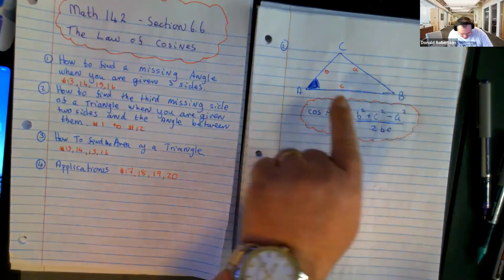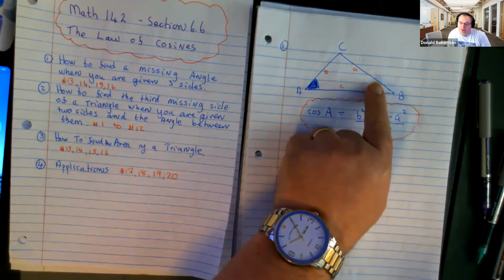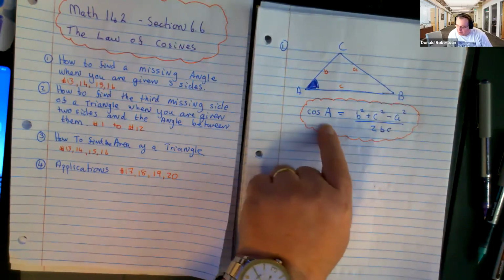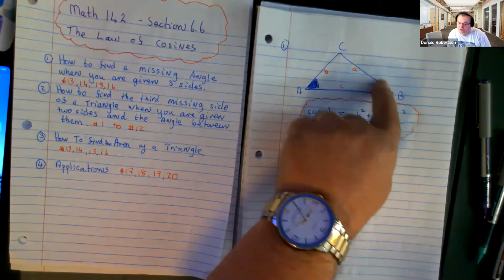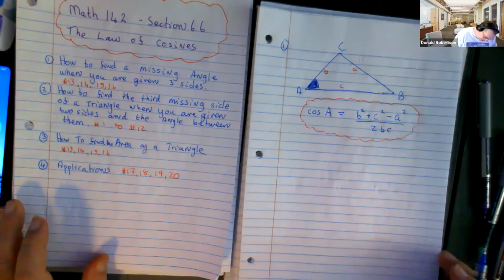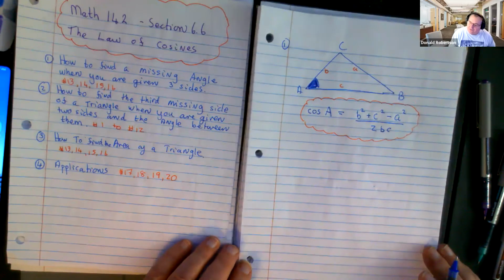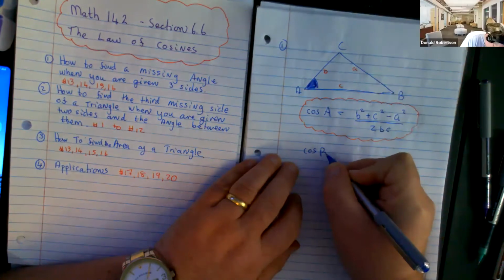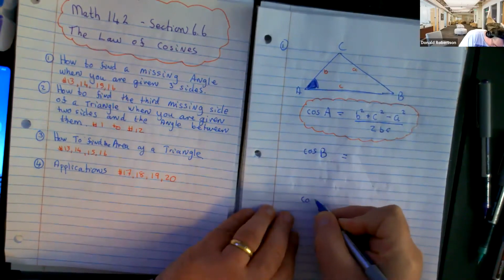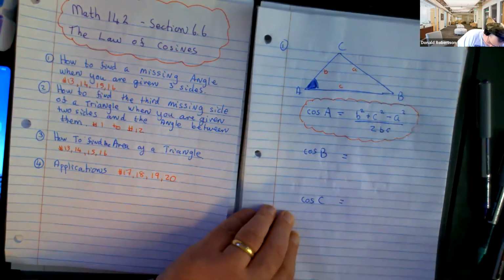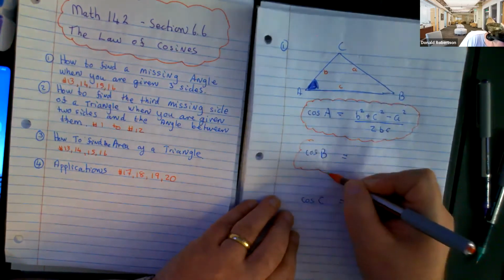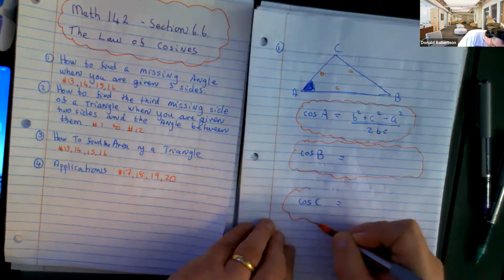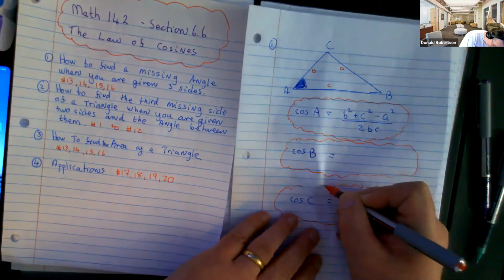But can you imagine it might not be A? Can you imagine we wanted to know angle B? Well, that formula is not going to get me angle B. That formula gets me angle A. Suppose it's not B I want, suppose it's C. The result is that there are actually three formulas, one for each of the three angles. So there's one for finding angle B, and there's going to be one for finding angle C. The good news is that all three formulas are kind of the same.